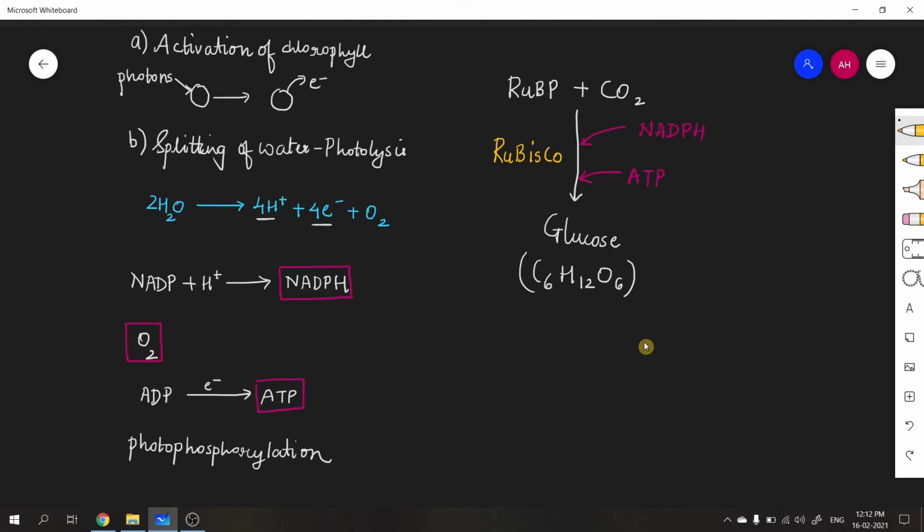All right, so that is how the process of photosynthesis occurs in plants, and I have explained light dependent as well as light independent phase. I hope that was quite clear to you. Thank you.